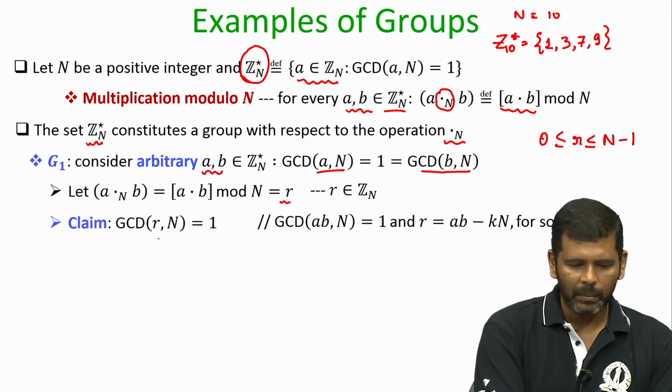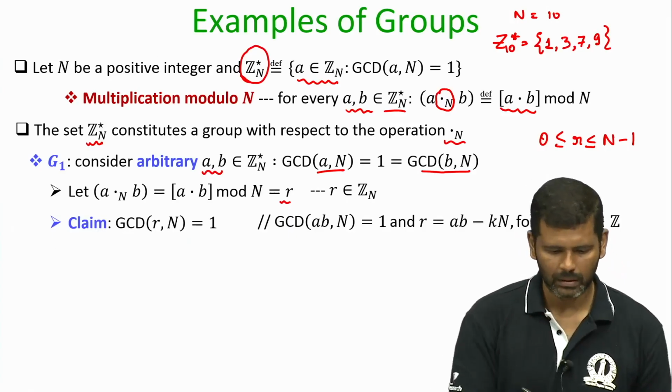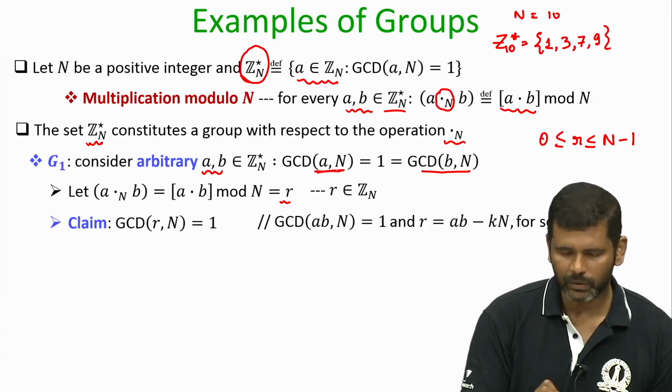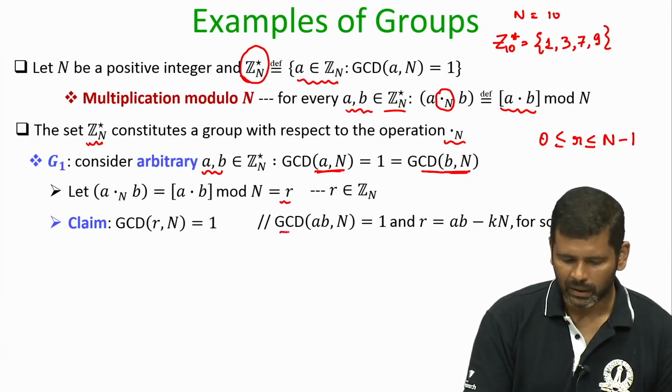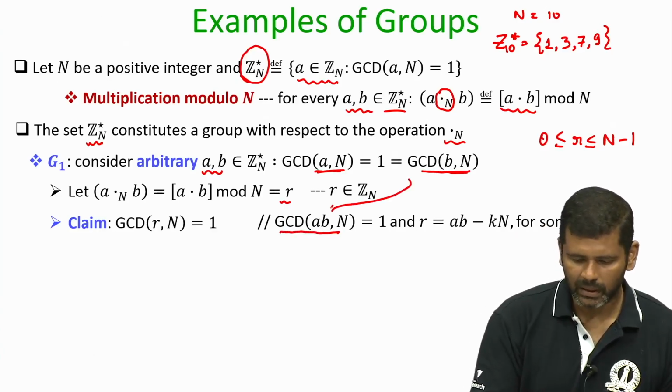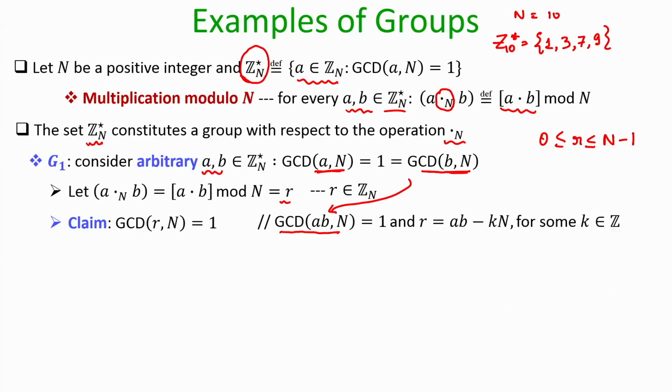And indeed my claim is that r is co-prime to the modulus n, because since a is individually co-prime to n, b is individually co-prime to n, I get the conclusion that a b is also co-prime to n. Because if a b is not co-prime to n, that means if there is some common prime factor p which divides a b and n, then I get a contradiction that either a is not co-prime to n, namely the same prime is a common factor of a and n, or b is not co-prime to n, which is a contradiction.